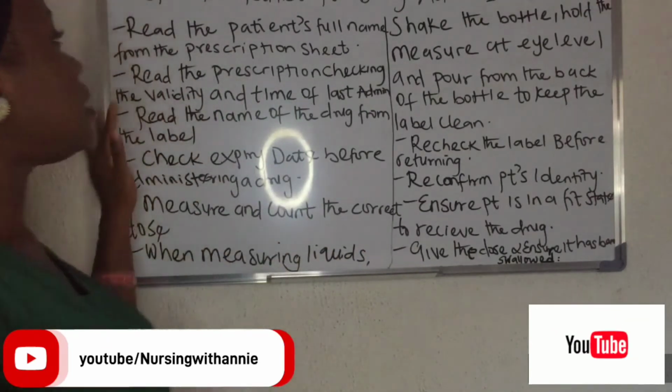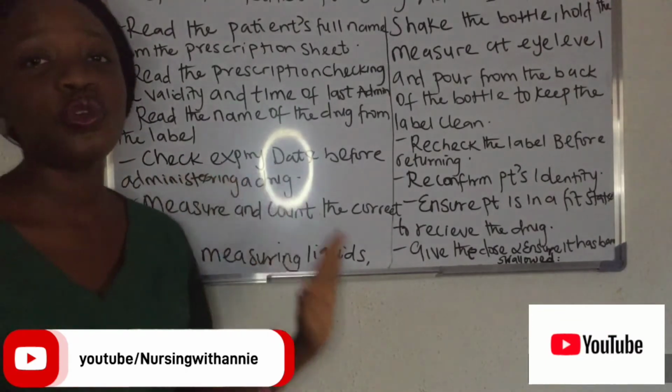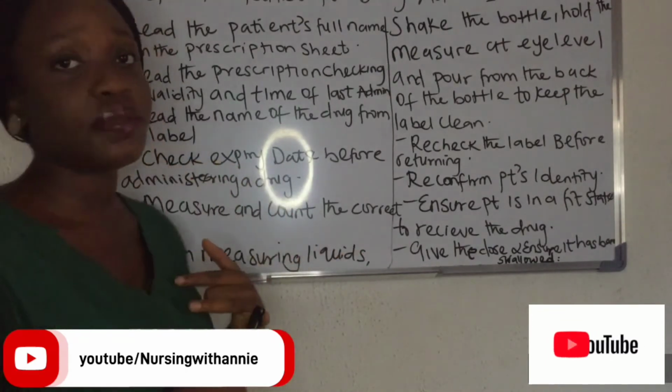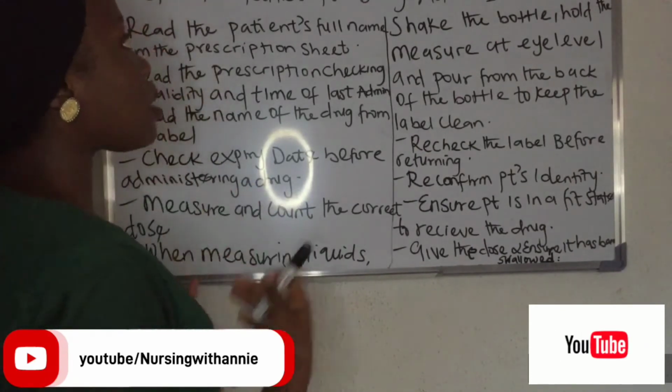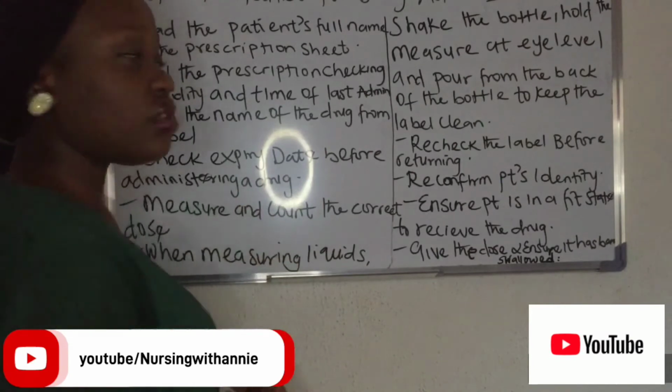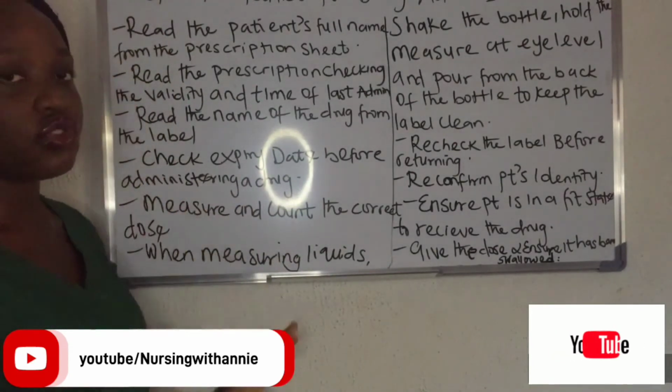So these are basically the specific rules for drug administration. It is important that you know them as a nurse. You will come across them in exams, you will come across them in your practical exams where you'll be asked to administer drugs, and these are the rules you should follow when administering drugs.